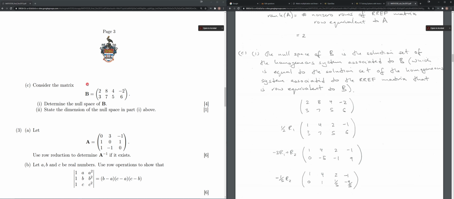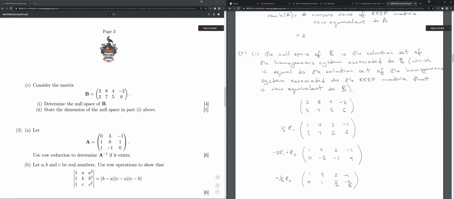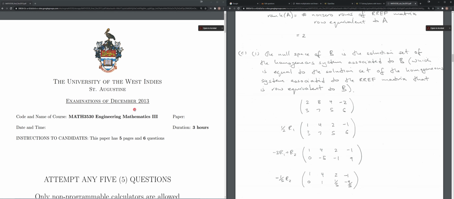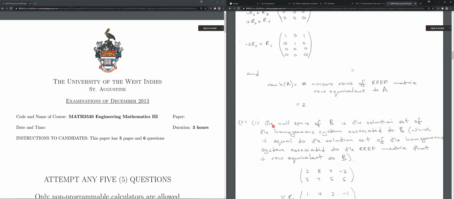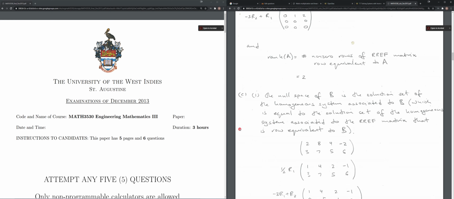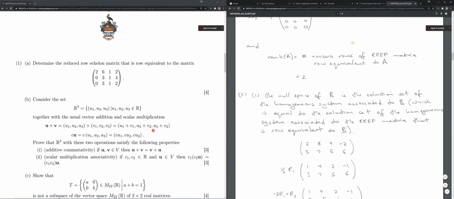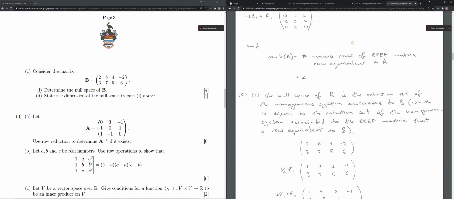Alright, so let's get the null space of this matrix B over here. This is a 2 by 4 matrix. This particular problem is from your 2013 past paper, and this is posted on the course website. The solution for your past paper is also posted on the course website. So we have this matrix B and we want to get the null space of it.